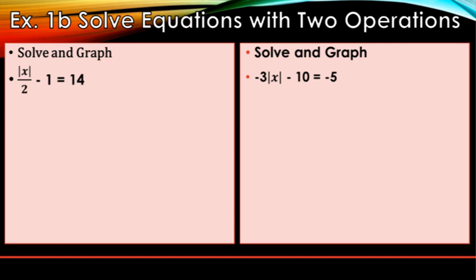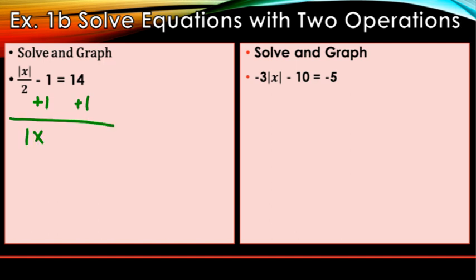So let's look at an example. It says solve and graph. Let's do the first one here. So I have the absolute value of x divided by 2 minus 1 equals 14. I need to get the absolute value by itself first. You always do adding and subtracting first. So I need to get this minus 1 away. The opposite of subtracting 1 is adding 1, so I'm going to add 1 to both sides.